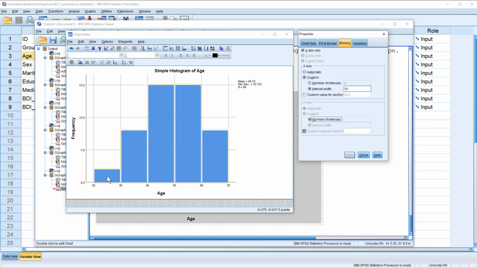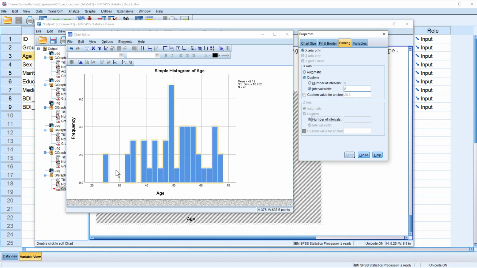So that's a nice way to look at it, actually, because we've got 20 to 30, 30 to 40, 40 to 50, 50 to 60, 60 to 70. So that's a nice chunky histogram. Maybe you want to see them in intervals of 2 years. And this gives you a finer level of detail, but it's a little bit more difficult to see if the data is approximately normal, which is a little bit hard to judge anyway when you've got a small-ish sample size.